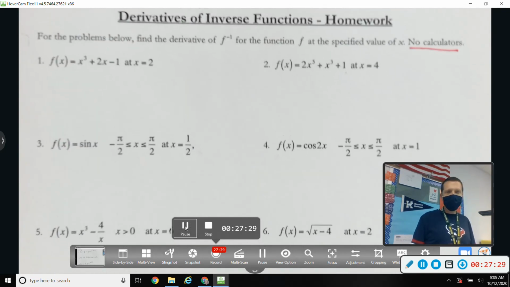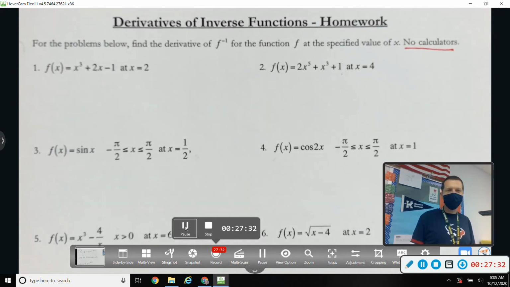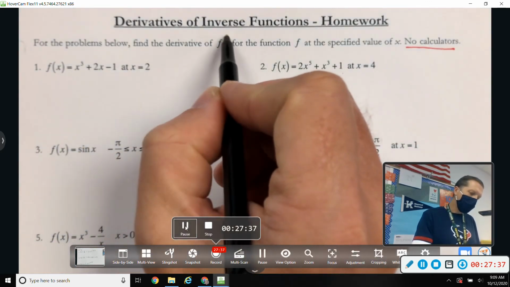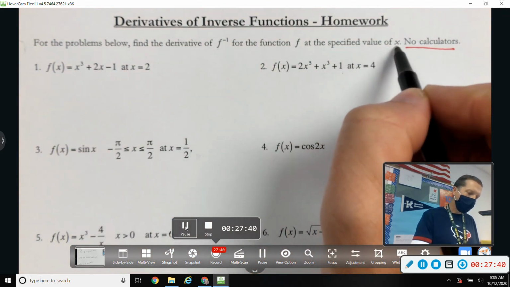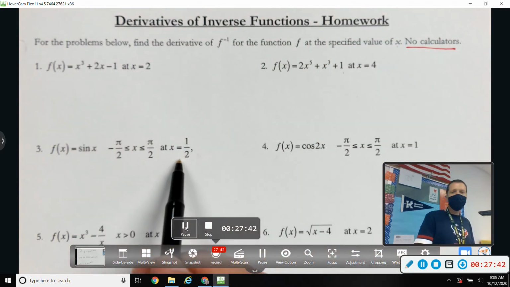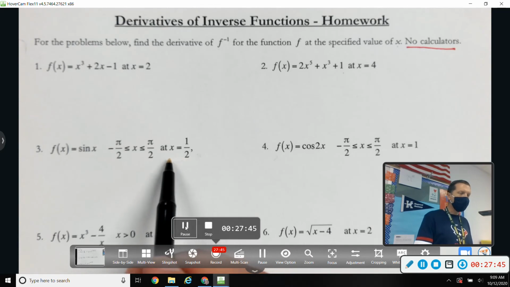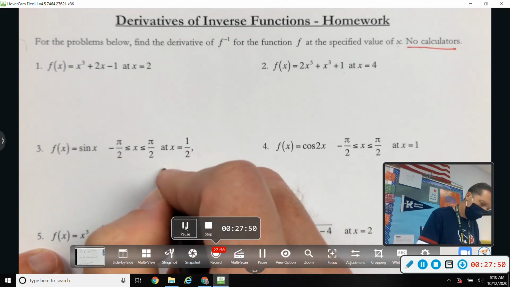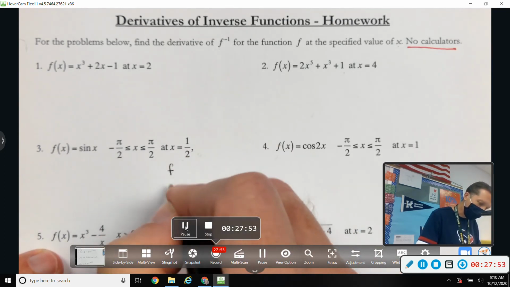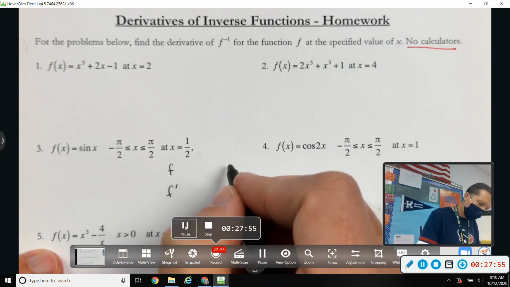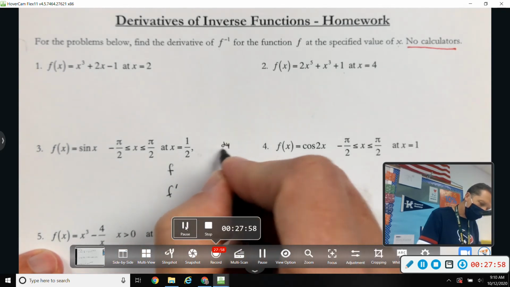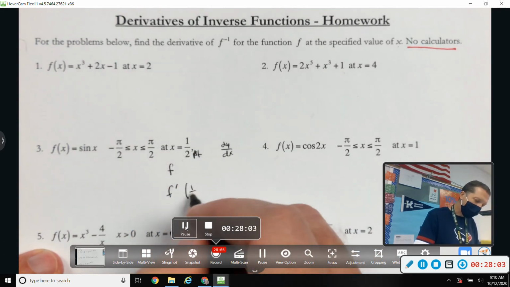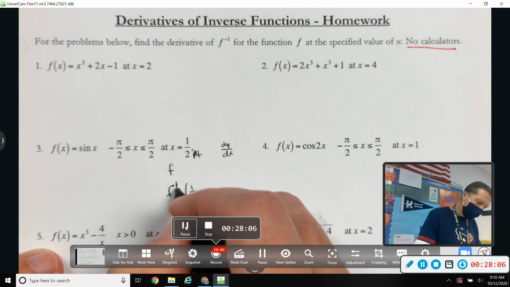Okay, the other part about these is you've got to read the directions really carefully. For the problems below, find the derivative of the inverse at the specified value of x. So the x they're giving you is the x that goes with the inverse. So I'm going to make that table I tried to make earlier. So the point and the derivative. But that 1/2 should be inverse, not derivative right there.